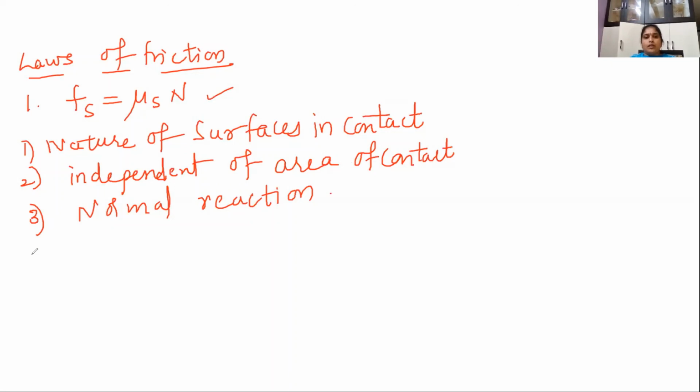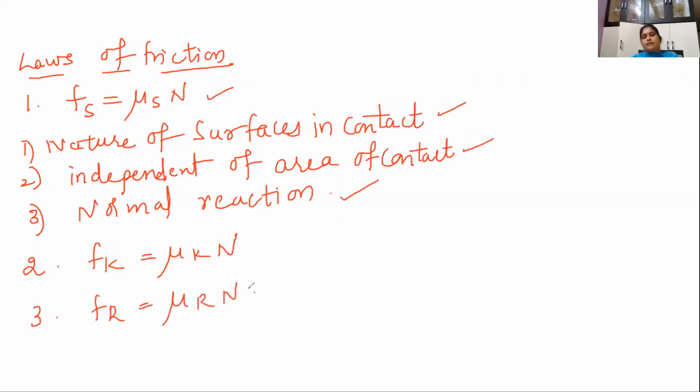Now come to the laws of kinetic friction. Kinetic friction is mu k into normal. Here also it depends on the nature of surfaces in contact, is independent of area of contact, and depends on normal reaction. The third case is rolling friction. Rolling friction is mu r into normal. Now, to analyze this, first we will take one application here. That is the slide we'll move on to.